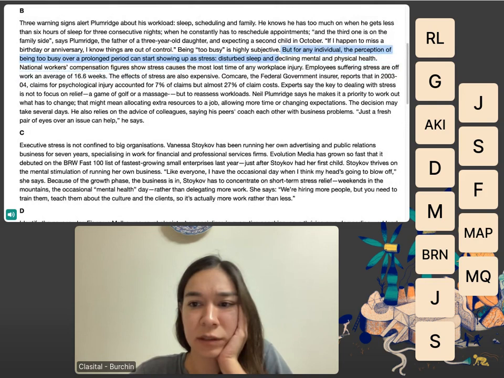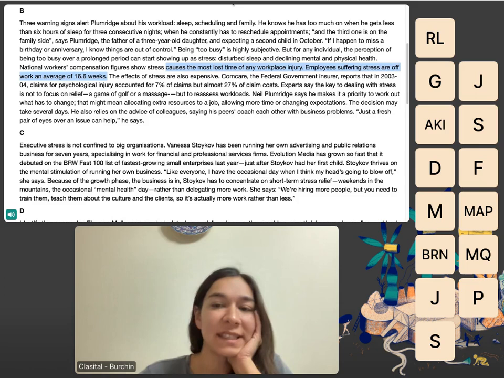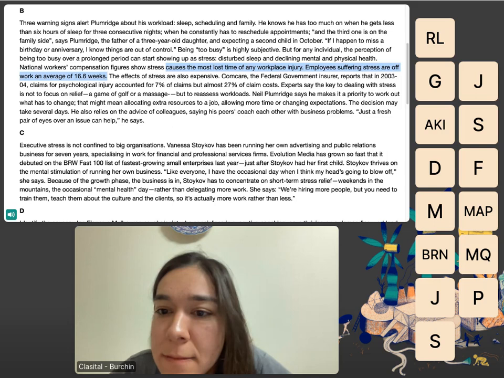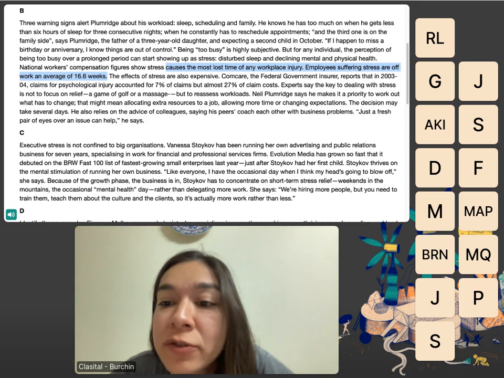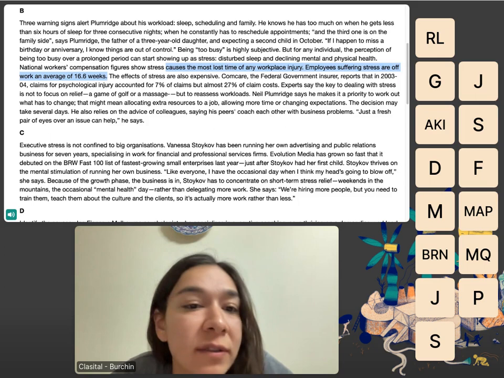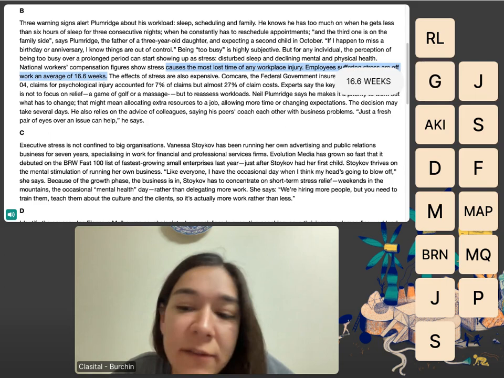Employees suffering stress are off work on average 16.6 weeks. The effects of stress are also expensive, and I'm looking at my summary and it says, not just time is our main concern, but great expenses generated consequently. And it says the effects of stress are also expensive.